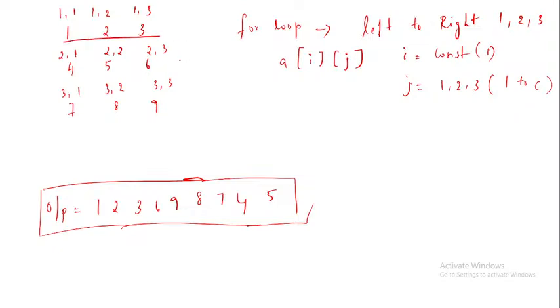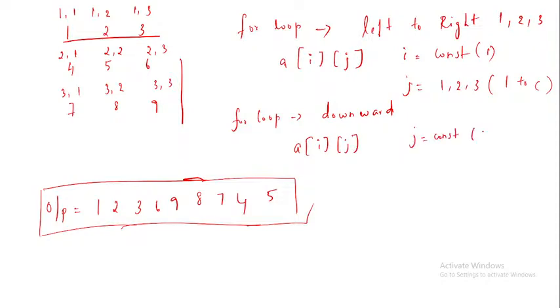Now I need to print this 6 and 9. So for 6 and 9, let me take another for loop to print in the downward direction. In order to print in the downward direction, see the position A of I and J, where J is constant. So it is always 3 here, which represents the number of columns.